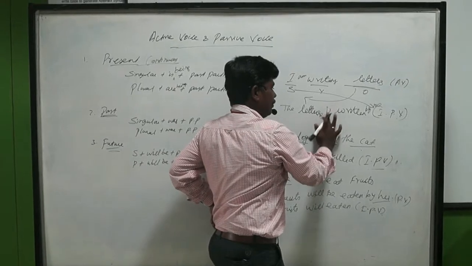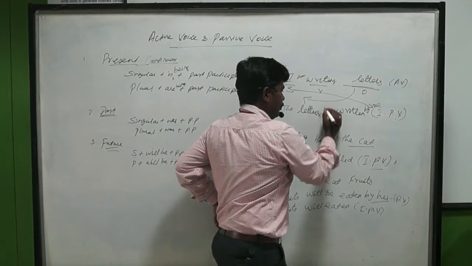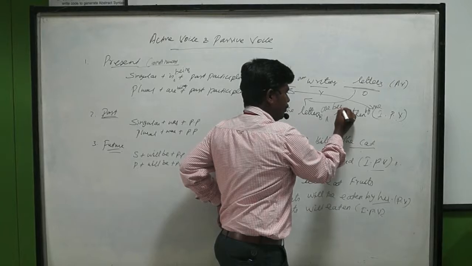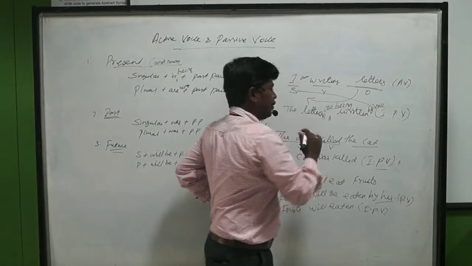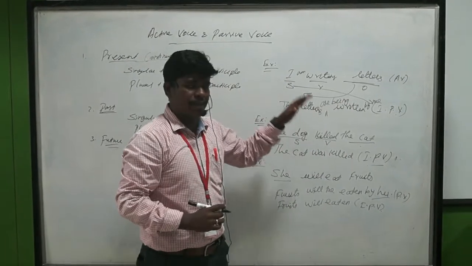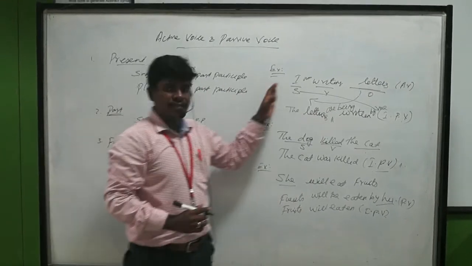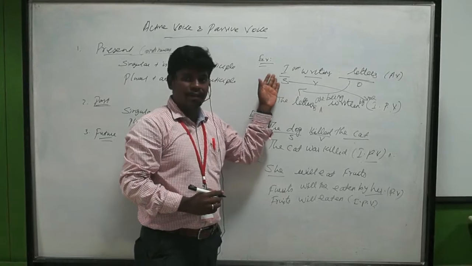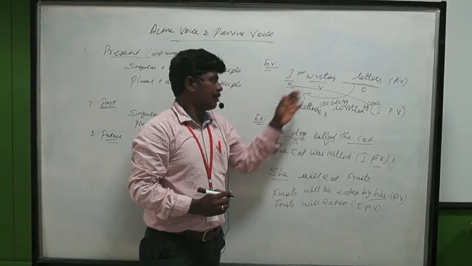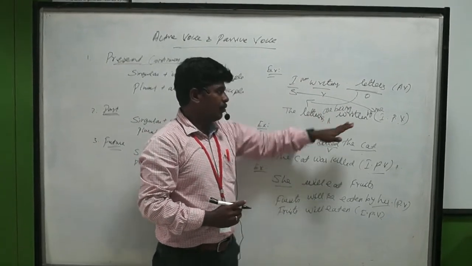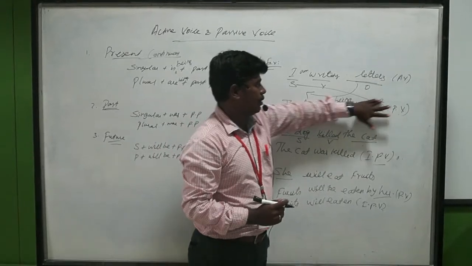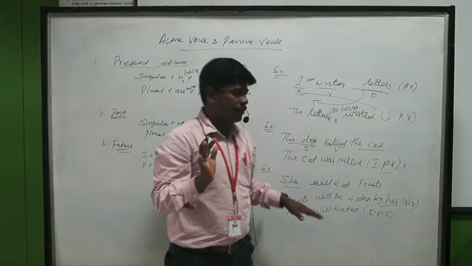Then the letters are being written by me. We are using the formula here. We know the formula, and we are changing only the words. I am writing letters; the letters are being written. If there is no object, then we know it's an impersonal passive voice.